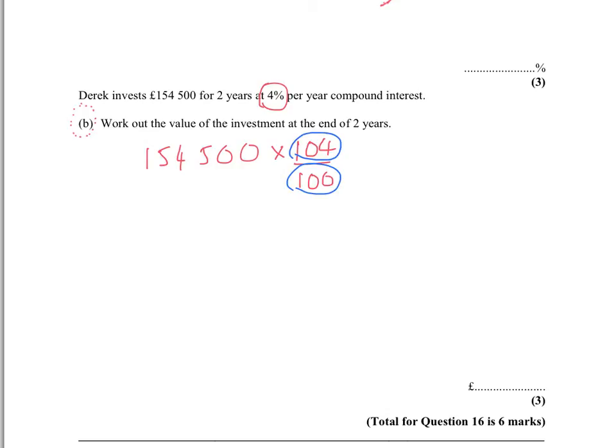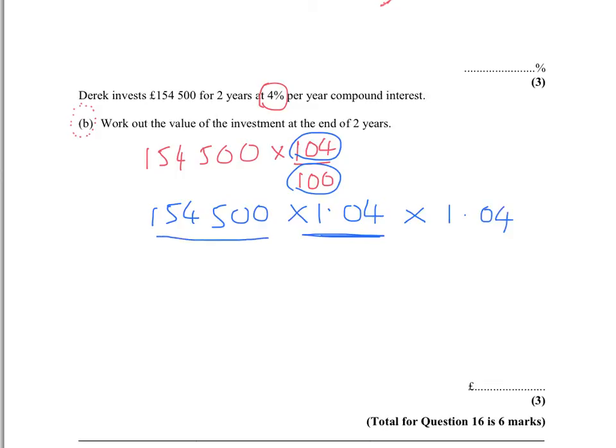Okay, so in other words, 154,500 times by 1.04. So if we're increasing something by 4%, it's the same as timesing by 1.04. Now we're doing this for 2 years, so we're going to times by 1.04 twice. So 154,500 times 1.04 times 1.04. In other words, 154,500 times 1.04 squared, but however you want to type it in your calculator, that's one way of getting the answer.